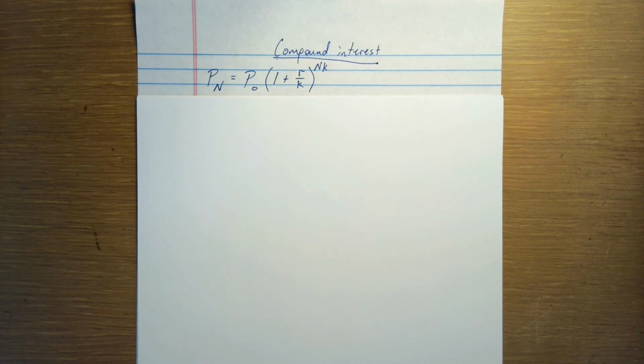In this video, we'll examine compound interest, which is when interest accrues on old interest, as opposed to simple interest where the interest accrues only on the principal. So our main formula is pictured here.